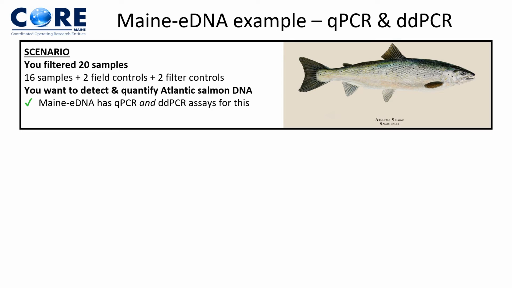But what I'm going to try to do here is walk you through a couple scenarios of a couple different assay types and what they would cost at the Maine eDNA core facility. And in the first scenario, I'm going to assume that you have filtered 20 samples, 16 samples from a stream, for example, 2 are field controls, 2 are filter controls. And what you want to do is you want to detect and quantify Atlantic salmon DNA from these samples. Now, if you go to the Maine eDNA Core website, you'll see that they offer both qPCR and ddPCR assays for this task.